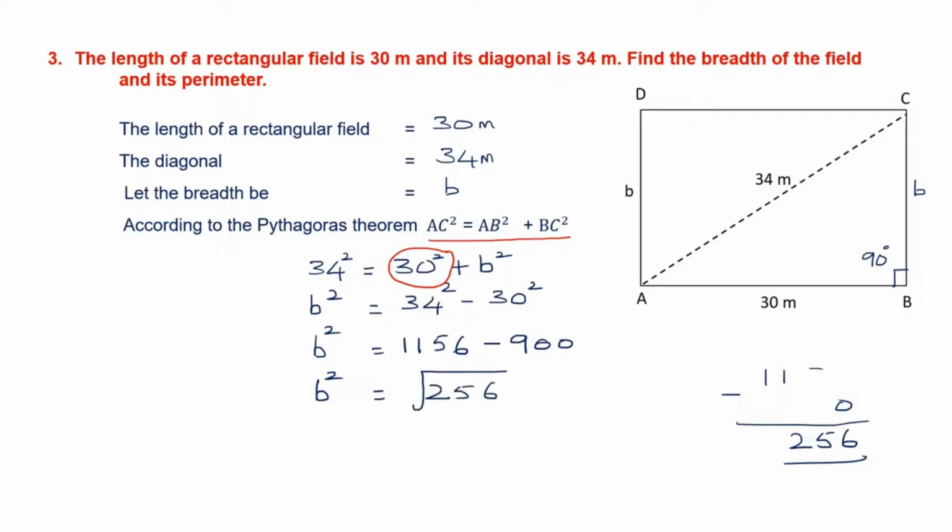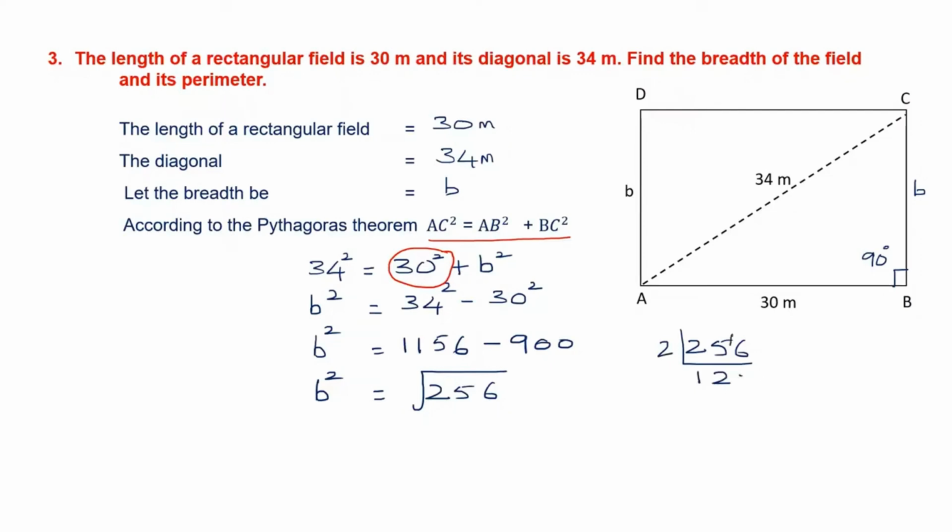So now we need to find the square root of 256. There are different ways to find it. Let's use one simple method: let's do the prime factorization of 256. Let's divide it by 2. 2 ones are 2. Then we have 5. 2 twos are 4. So what is left is 1.